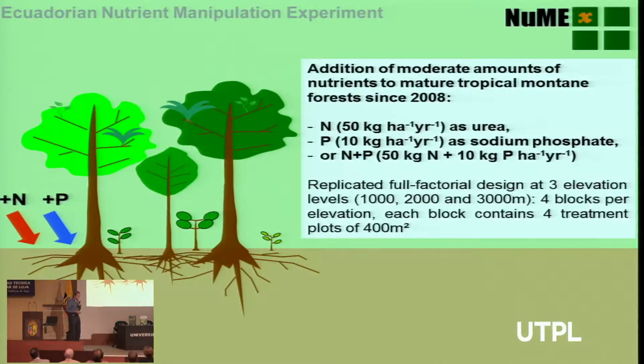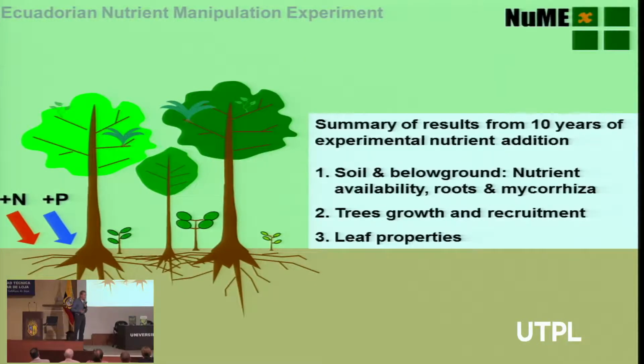Our experiment, we started, as I mentioned, in 2008. We are using 50 kilograms of nitrogen per year or 10 kilograms of phosphorus and the addition of both nutrients. So we have a replicated full factorial design at 3 elevations. We have 4 blocks per elevation. Each block contains all the 4 treatments. So a control and the 3 nutrient treatments.